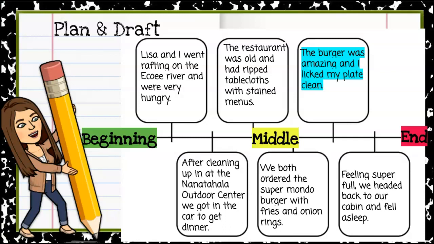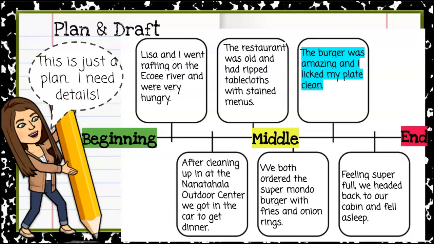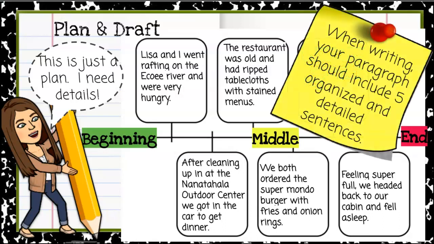This was just a way for me to get some of my big word explosions and put it in an order where I could begin drafting. Remember, this is just a plan. I need to add some details. When writing your paragraph, remember you should include 5 organized and detailed sentences. Some students will write one strong paragraph, others might try and write as many as 5. It's important that we focus on writing strong paragraphs that are organized and provide plenty of details.